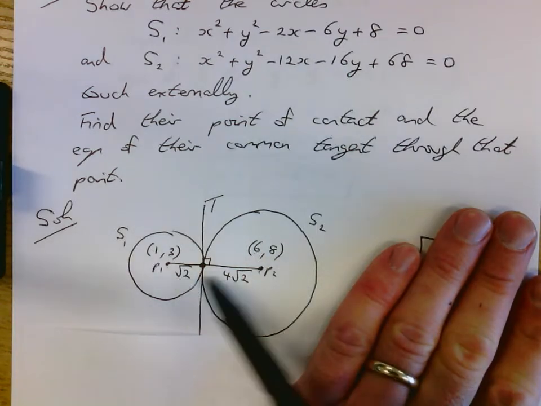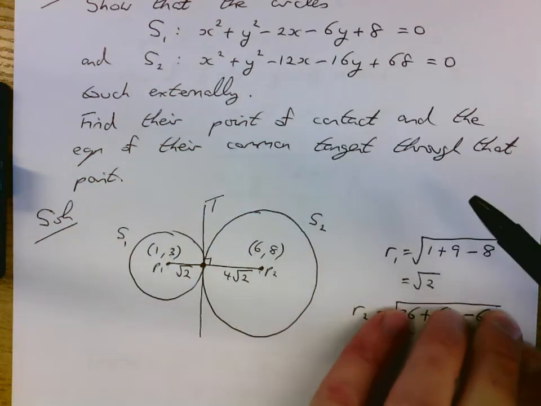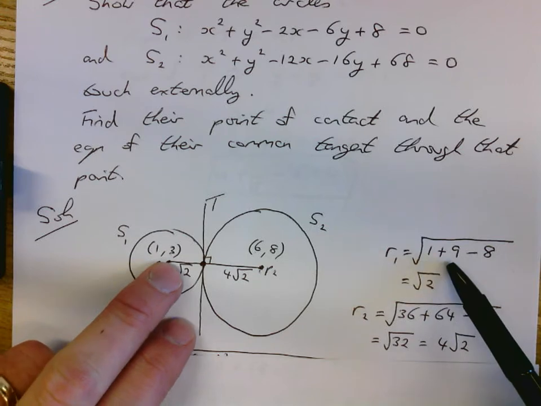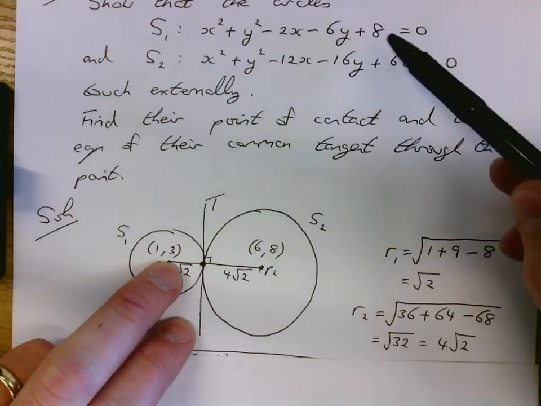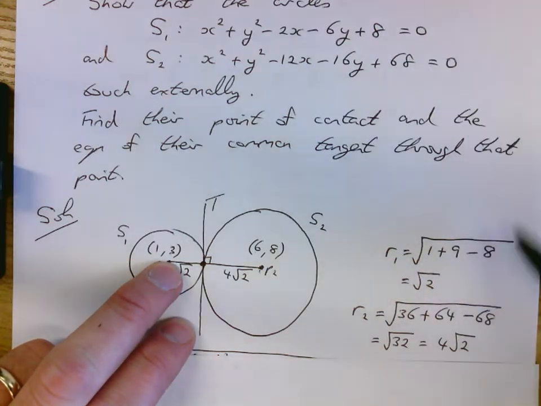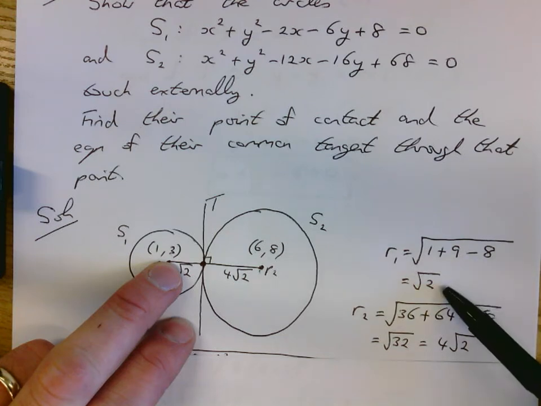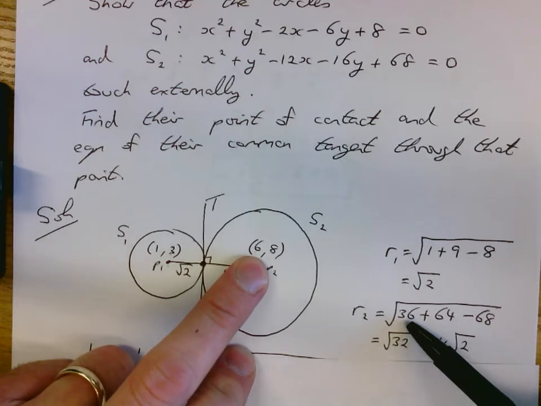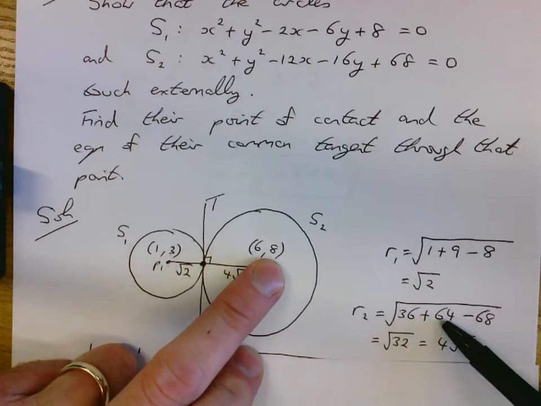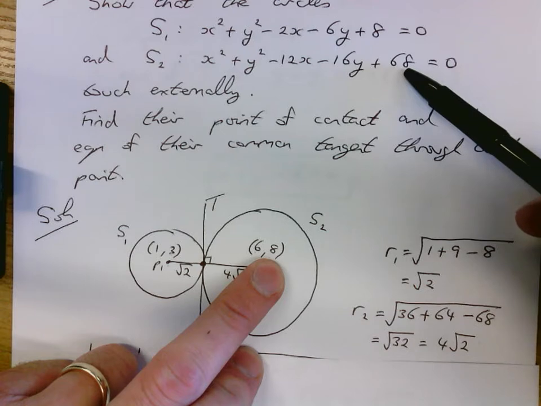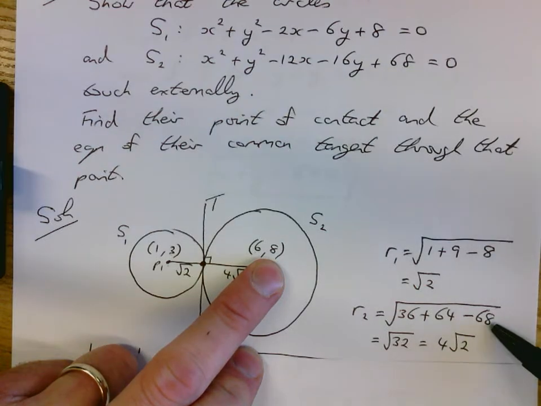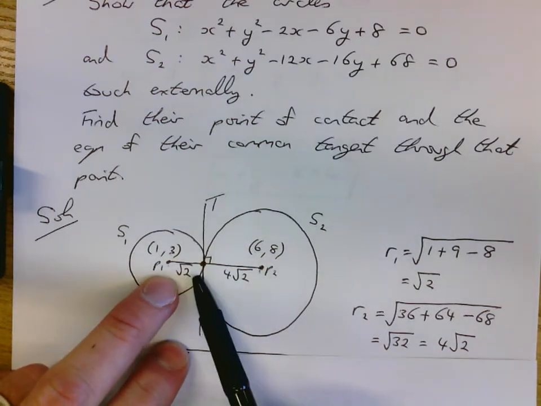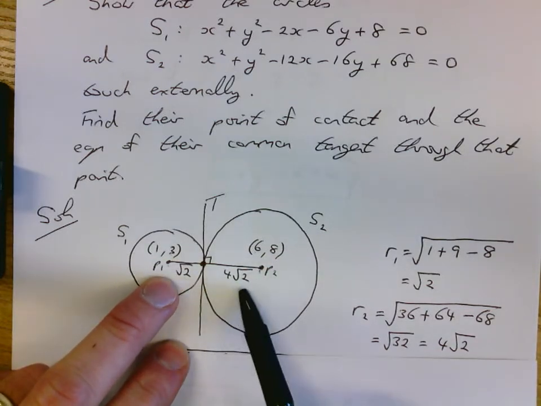Let's find the radiuses of both of them. I know I've marked them in, but here it is over here. Radius 1 is the square root of g squared, 1, plus f squared, 9, minus c, so minus 8. And that's the square root of 2. And the radius 2 is the square root of g squared, 36, plus f squared, 64, minus c, so minus 68. And that works out to be root 32, or 4 root 2. So I've marked them in already. The square root of 2 is radius 1, and 4 root 2 is radius 2.